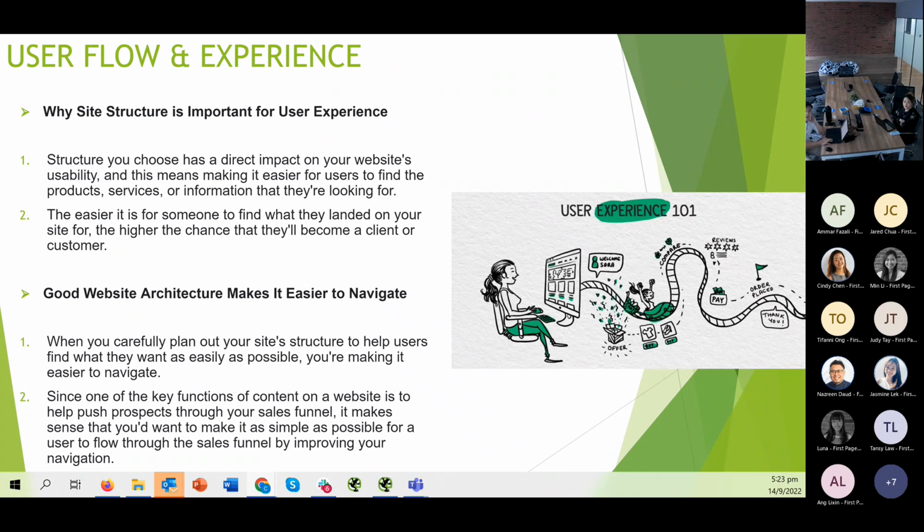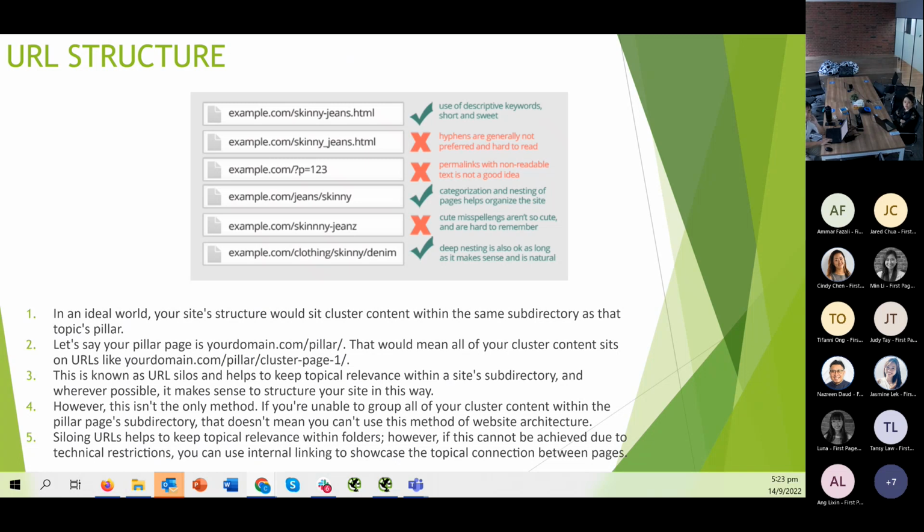So site structure is important for user experience because it has a direct impact on usability and also makes it easier to navigate, as explained earlier. In the ideal world, your structure will sit in a cluster within the same directory as the same pillar. For example, if your pillar page is domain.com/pillar, it means all your content pillar will actually fall under this pillar/cluster page one.